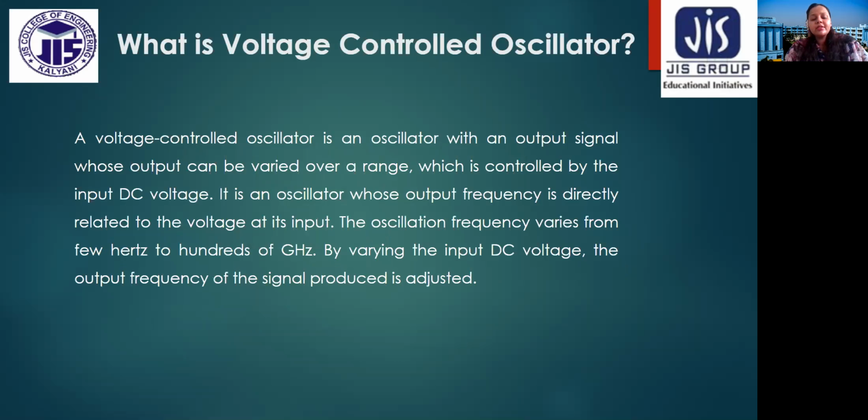So what is a voltage controlled oscillator? It is an oscillator whose output frequency can be varied over a range, controlled by the input DC voltage. Its output frequency is directly related to the voltage at its input. The oscillation frequency varies from a few hertz to hundreds of gigahertz, so we can say the application range of VCO is very wide. By varying the input DC voltage, the output frequency of the signal produced is adjusted.